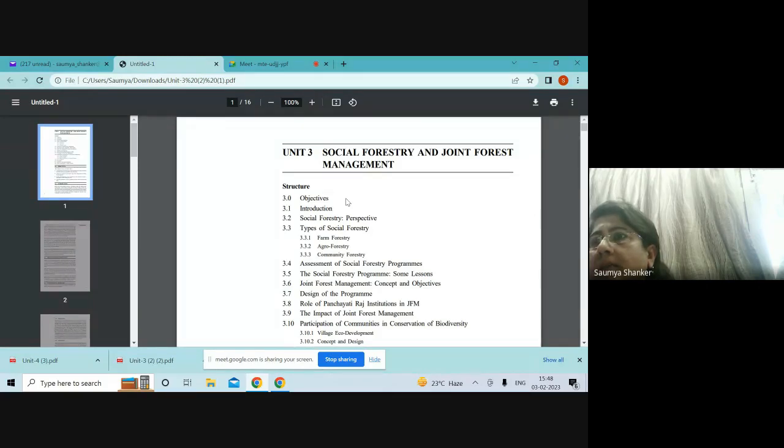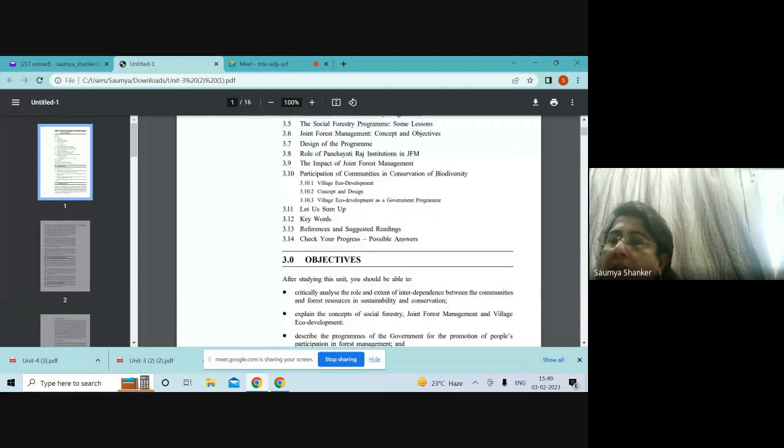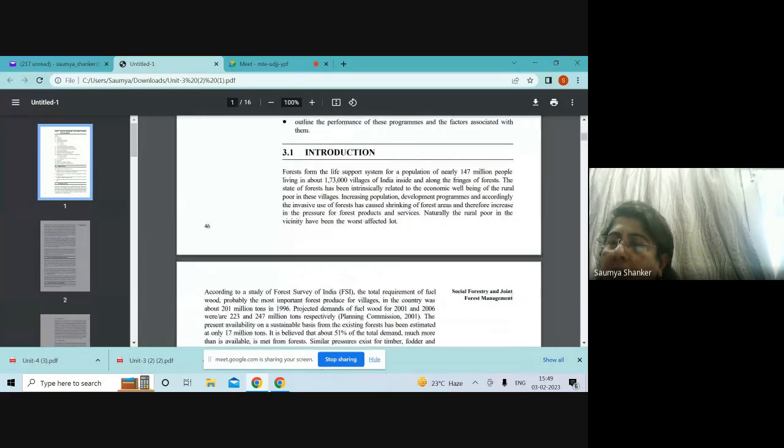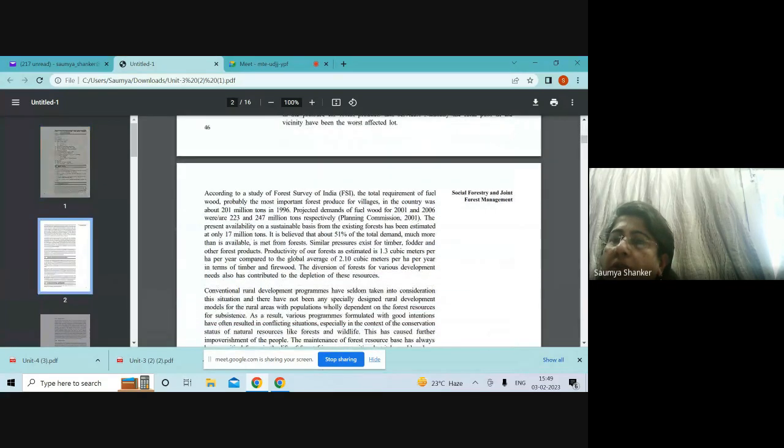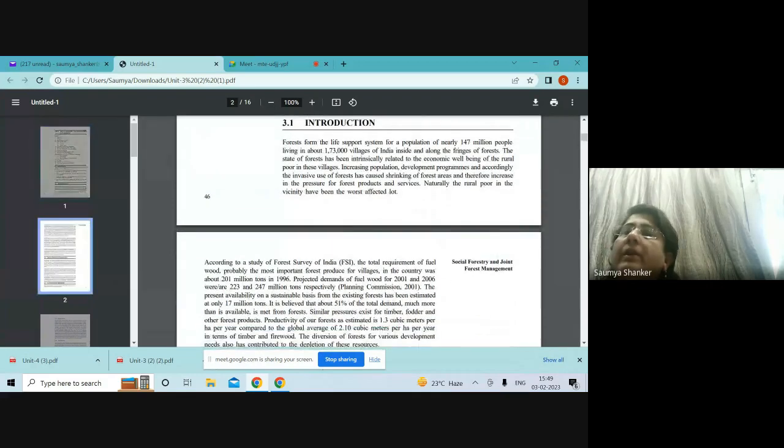This is interesting and new as a project and interesting as a subject. Now, social forestry. What does the term social forestry stand for? This is what has been discussed in this unit, and the details of social forestry have been given here.